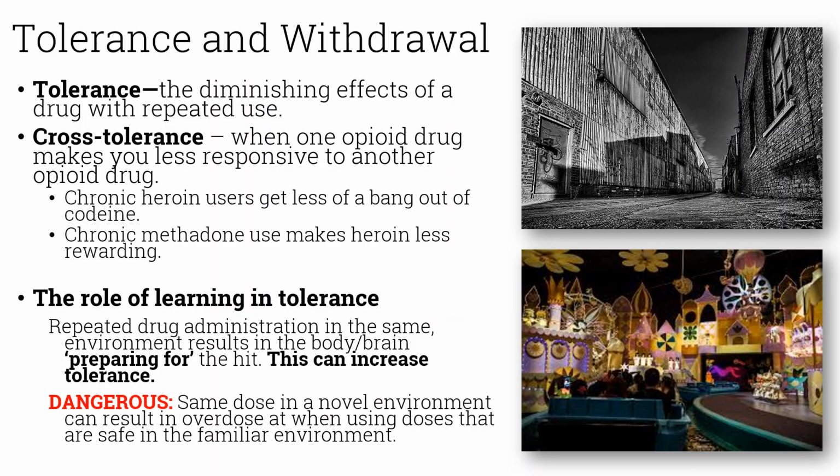We've talked about tolerance and withdrawal in previous lectures, but we should talk about it again for opioids as well. So remember, tolerance is the diminishing effect of a drug with repeated use due to sensitization and learning. And something interesting can happen with opioids where we get a cross tolerance. So when you take one opioid drug, it can make you less responsive to a different opioid drug. For example, heroin users, when prescribed codeine, will have to take a larger dose to get the same therapeutic effect.